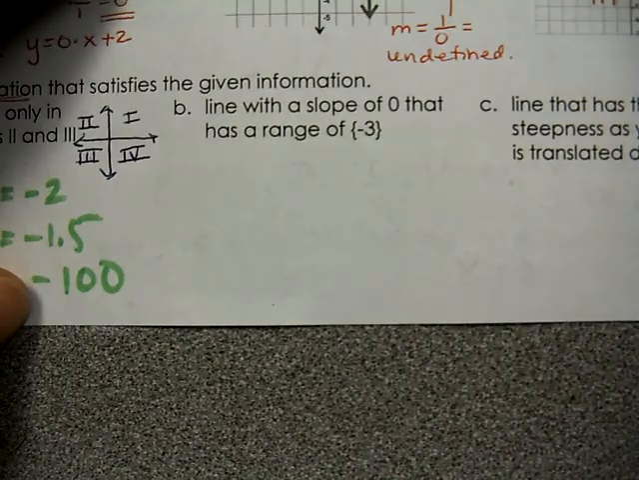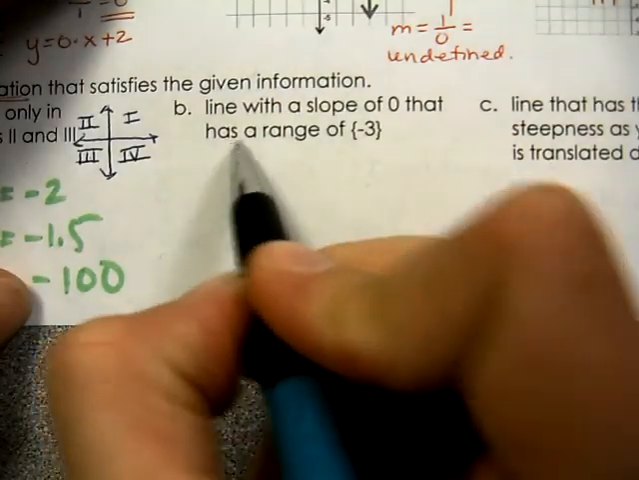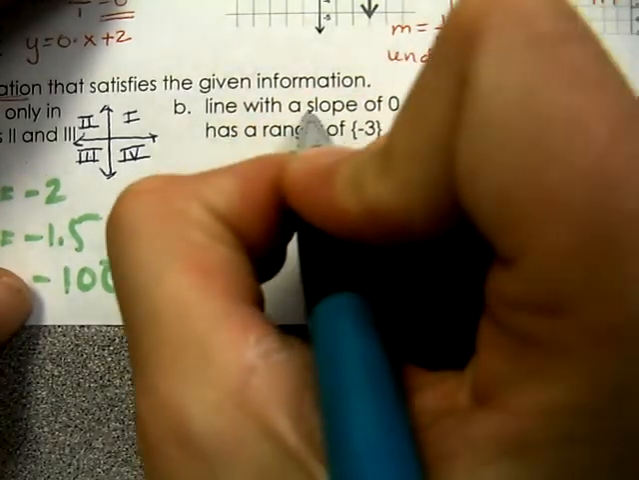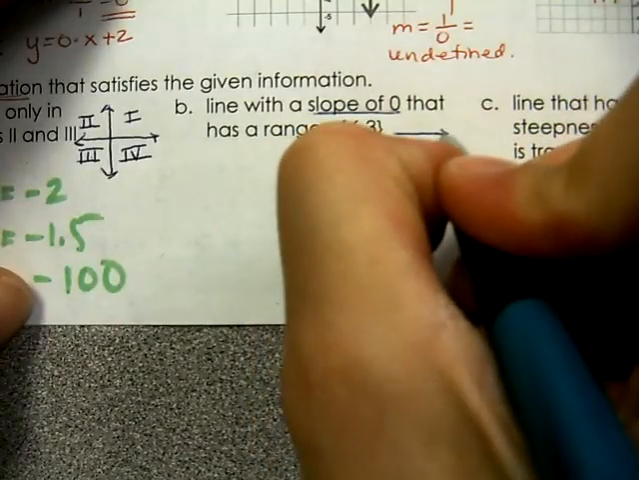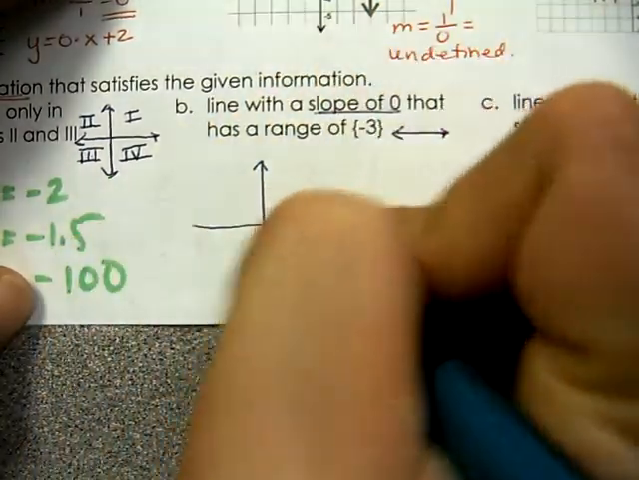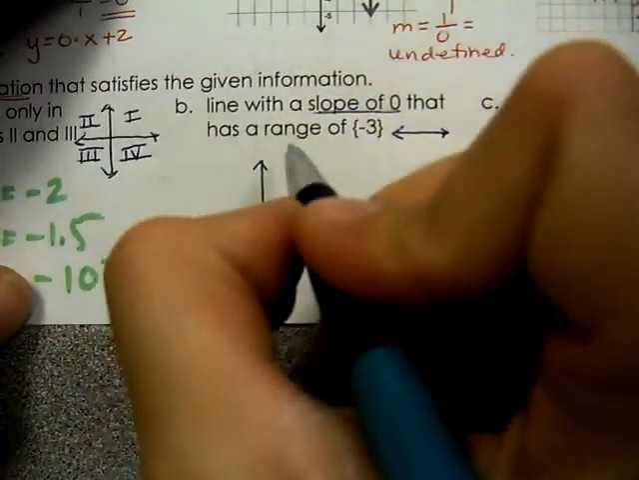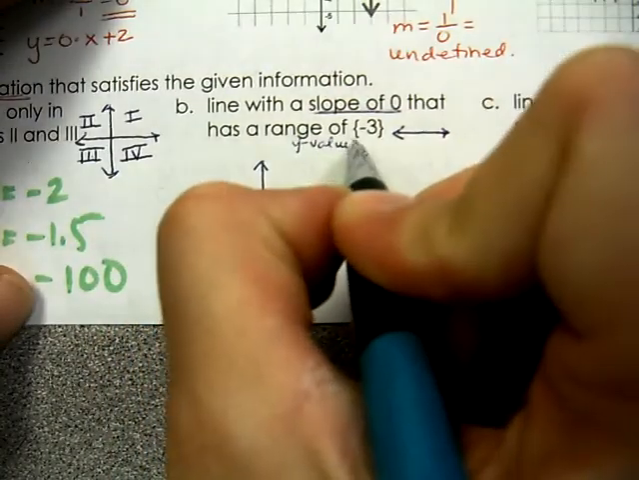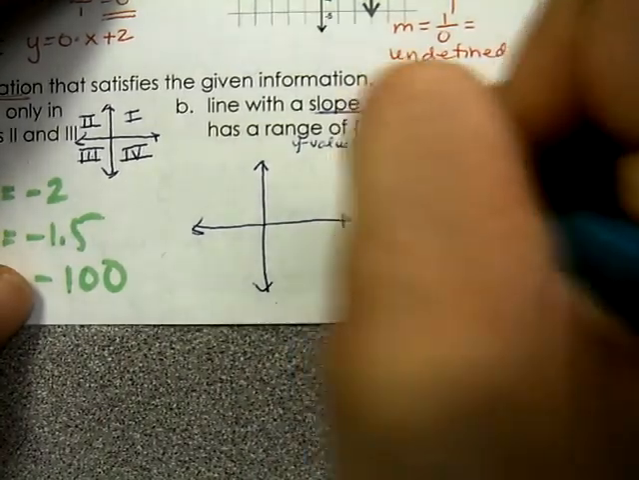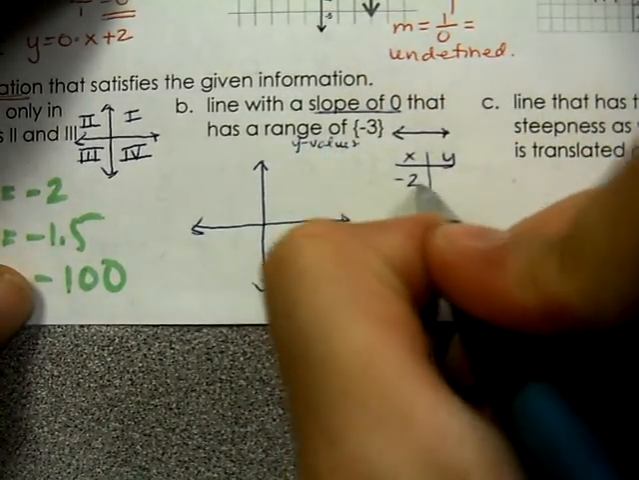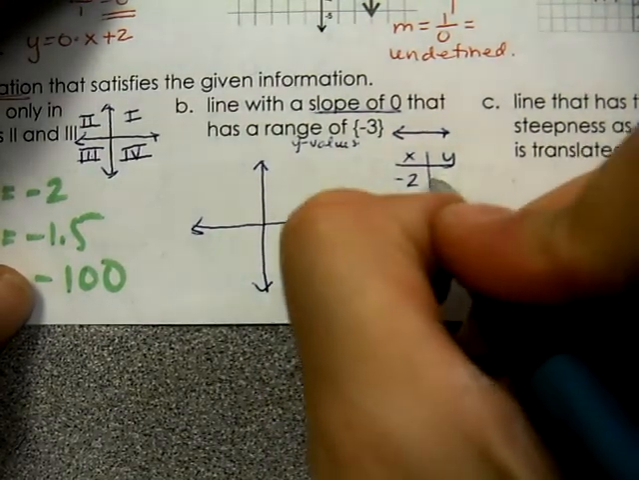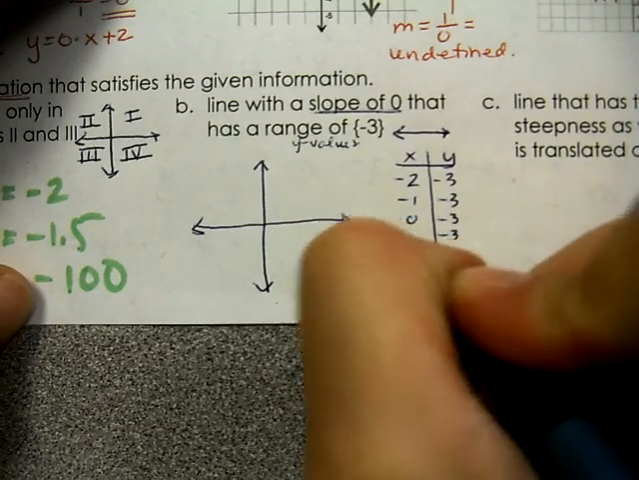All right, for B, it says a line with a slope of 0 that has a range of negative 3. Let's think about what that means. A slope of 0, well, I remember that a slope of 0 means I have a horizontal line. So I'm going to have a horizontal line. It says the range is negative 3. I remember ranges are my y values. So the only y value I could have is negative 3. If I was thinking about this as a table, if I have negative 2, negative 1, 0, 1, 2, no matter what the input is, the output must be negative 3.